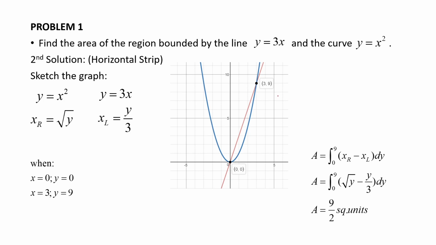Okay, so this is the solution. Still 9 over 2 or 4.5 square units. So questions for the first problem regarding vertical strip and horizontal strip before we proceed with the next example.